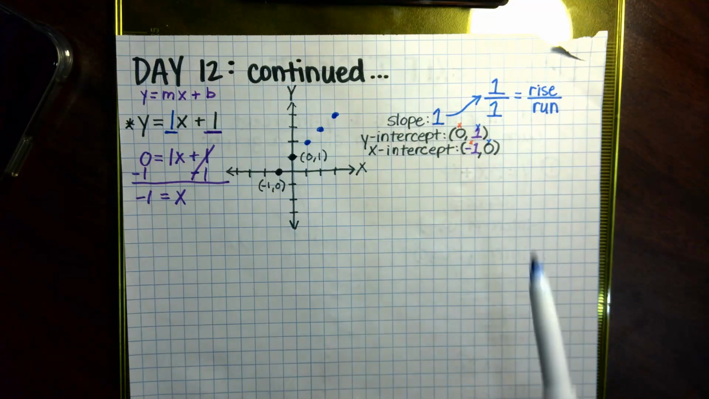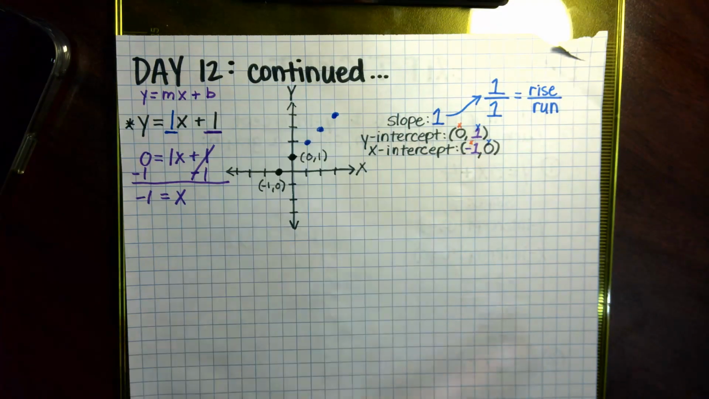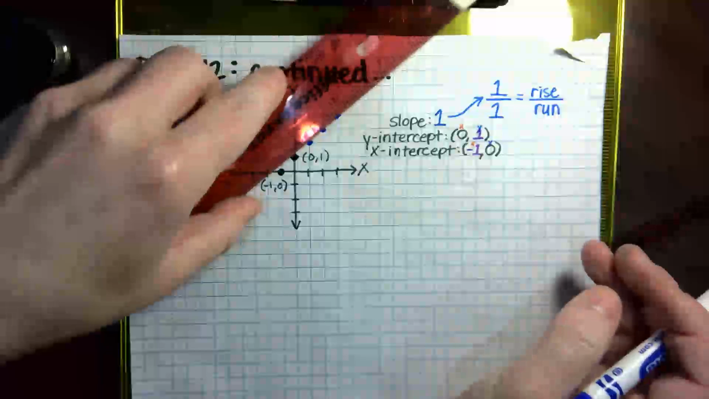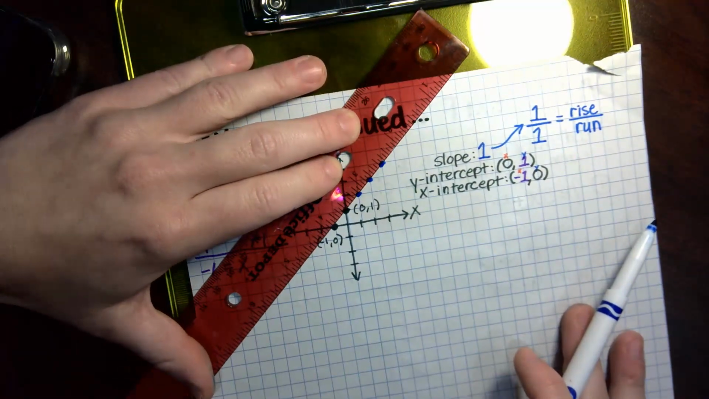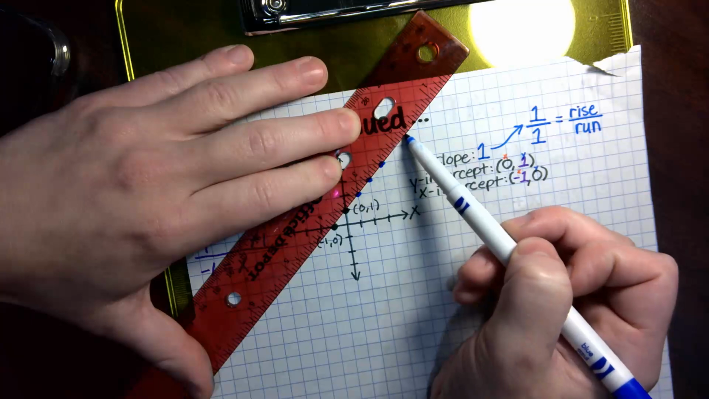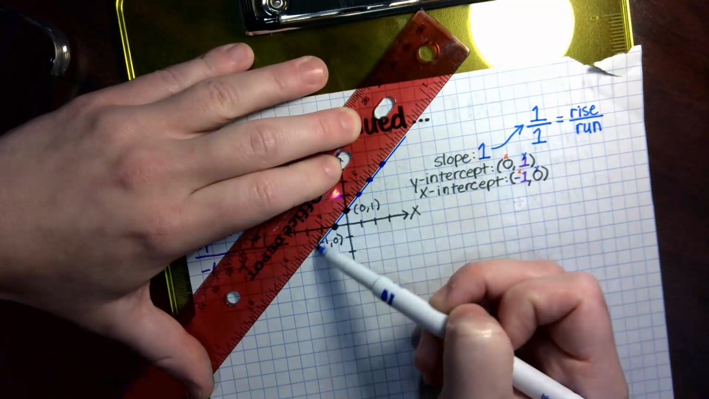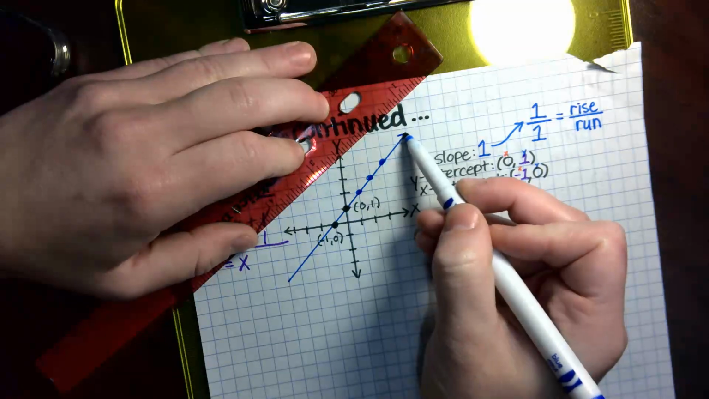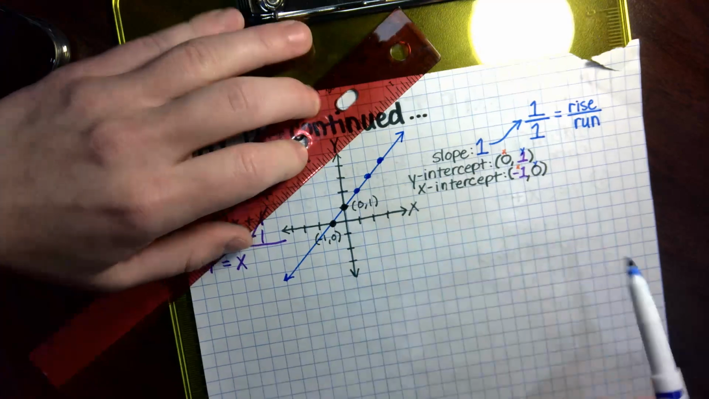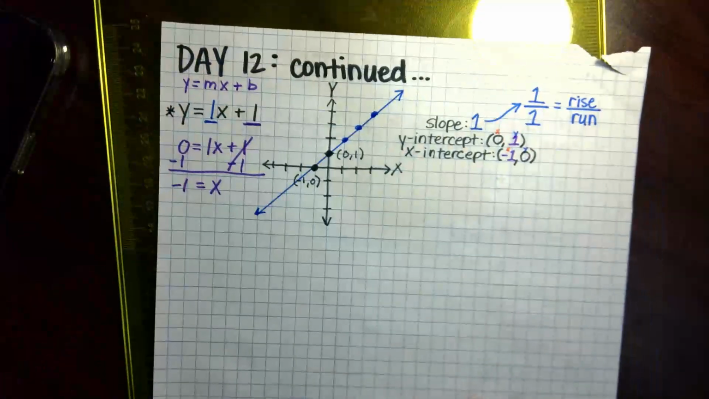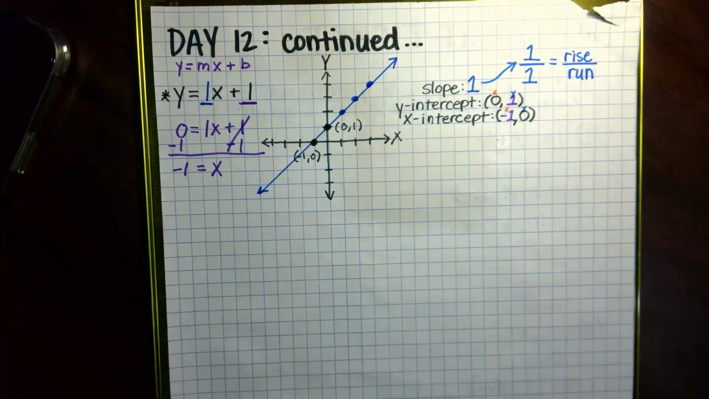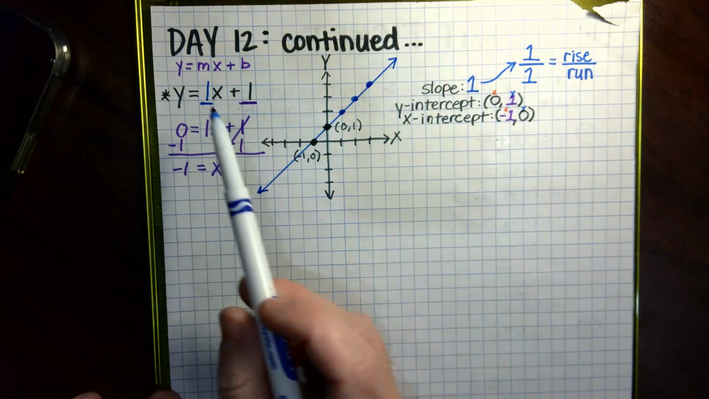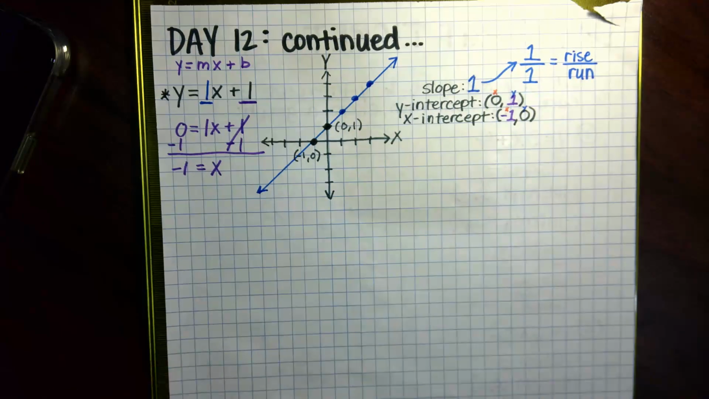So we've got our points. We're just going to draw a line through them with a straight edge. So I'm going to line that up nicely, and I am going to draw a line with arrows on either end to show that it goes on forever and ever in both directions. Okay, so there's our line for y equals x plus 1.